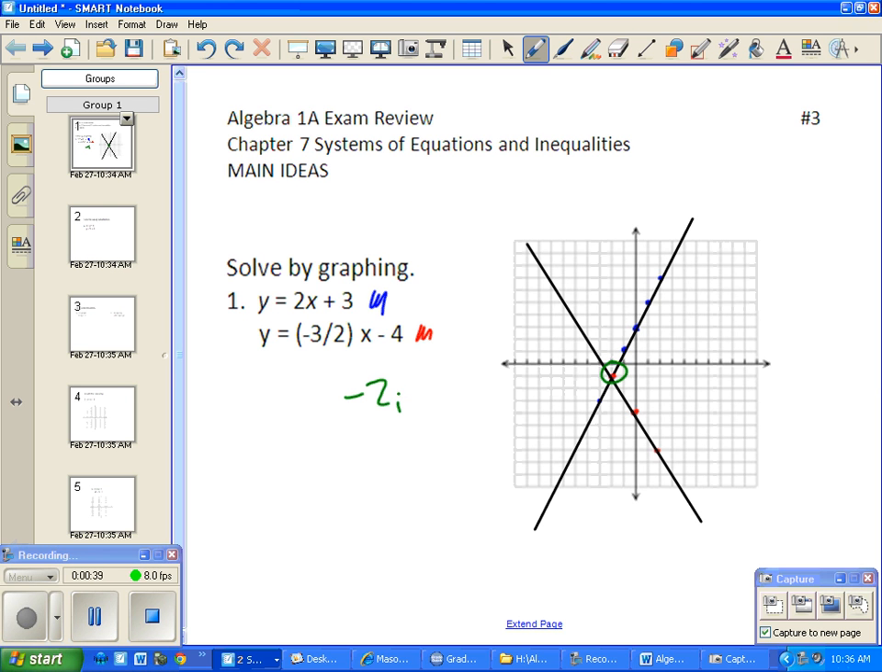So, where do they run into each other? They run into each other at -2, -1. And now we have the solution. That's where they run into each other.